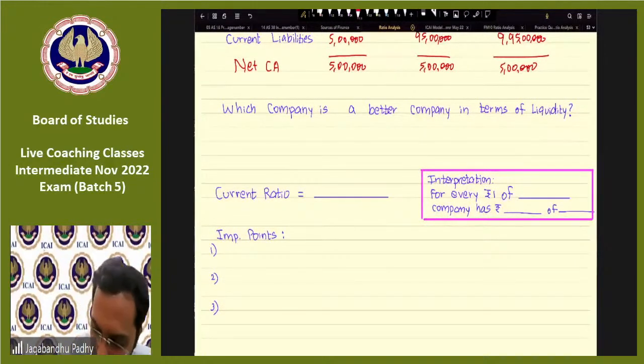And how do we calculate current ratio, sir? That's current asset upon current liability.